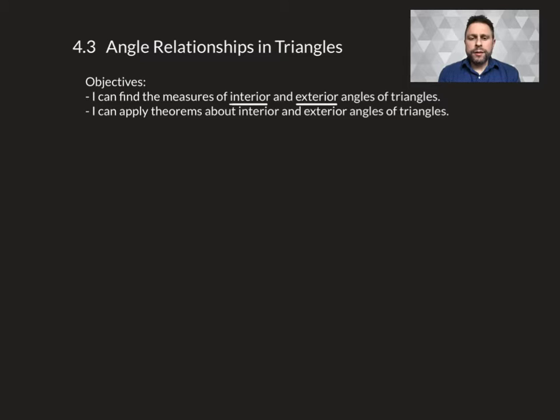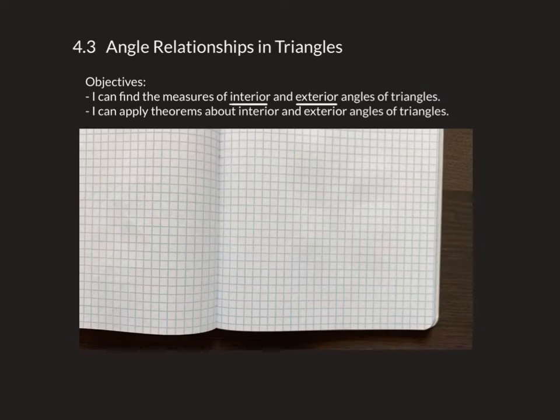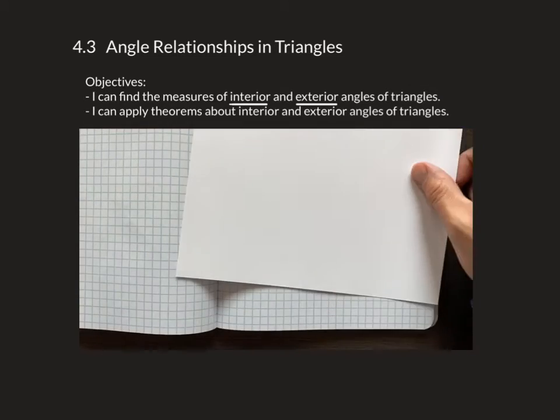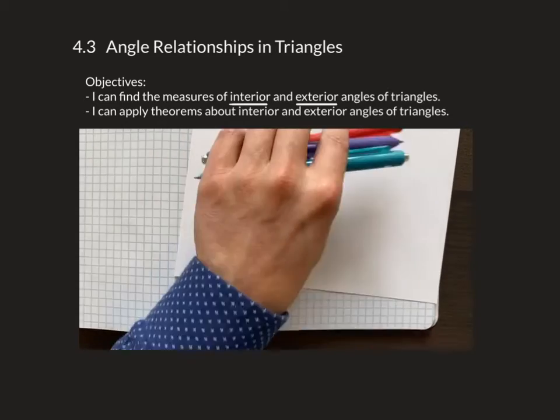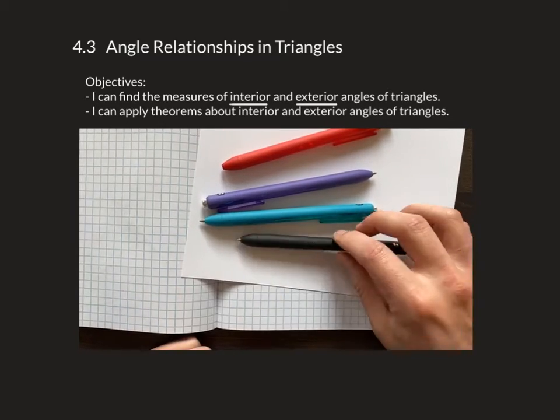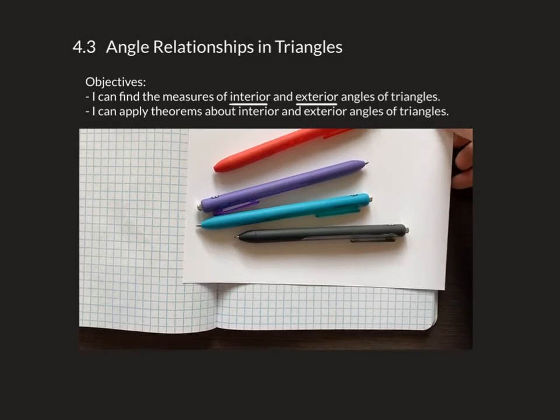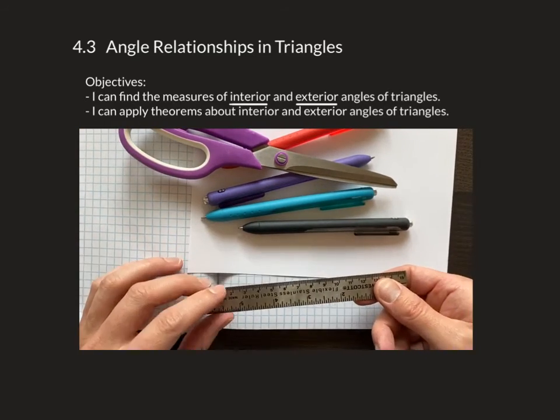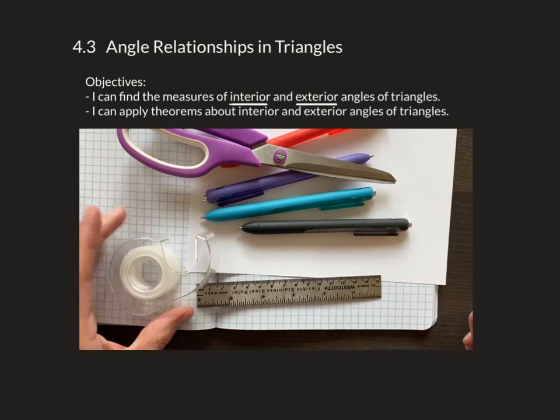But first, I have a little activity for you to do. So I'd like you to just follow along with the video. Okay, so you're going to need a few things for this activity. You need your notebook, a piece of paper, 3 colored pens, and then a black pen. And a pair of scissors, and a ruler or straight edge, and then some tape.